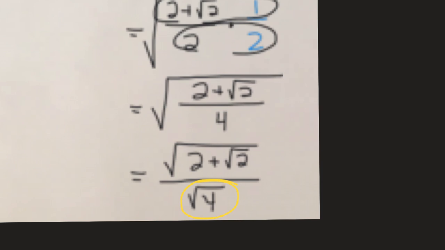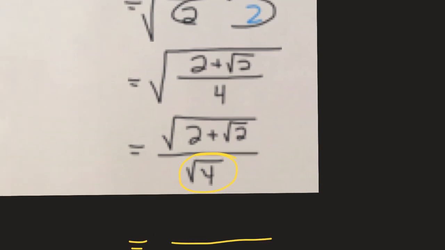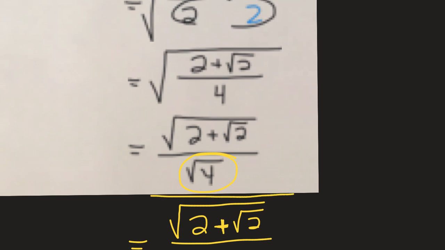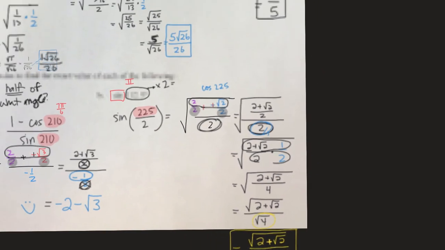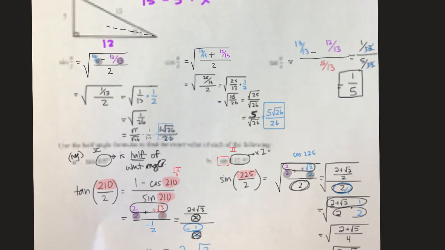The root 4. What is the square root of 4? By Jove, it's the number 2. So our final answer, as crazy as it might look, is the square root of 2 plus the square root of 2, all divided by 2. Okay, this is what your sine and your cosines are going to look like for these half angle problems. Pretty snazzy looking things that we haven't ever dealt with before.